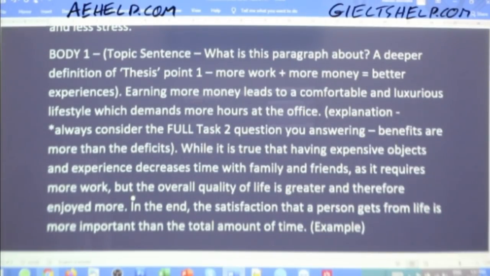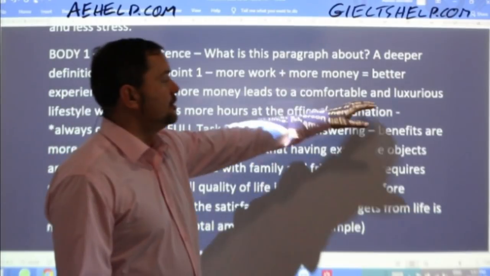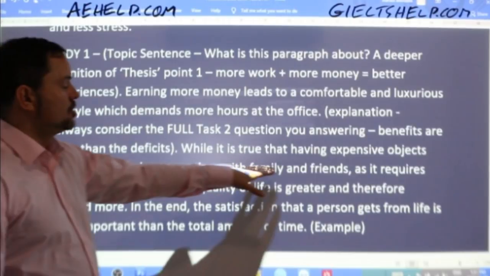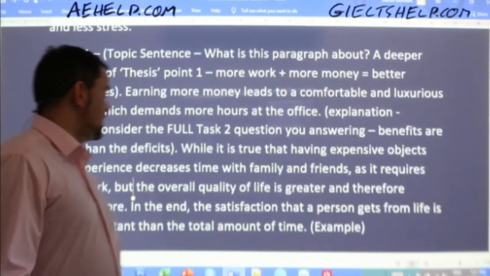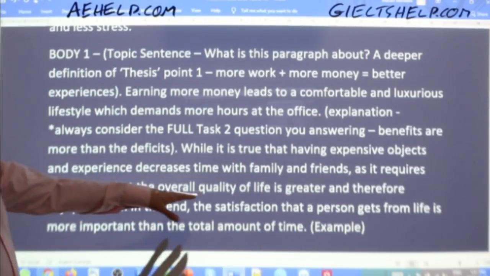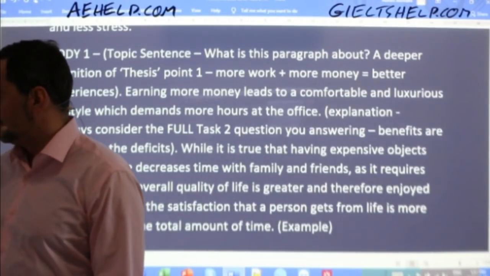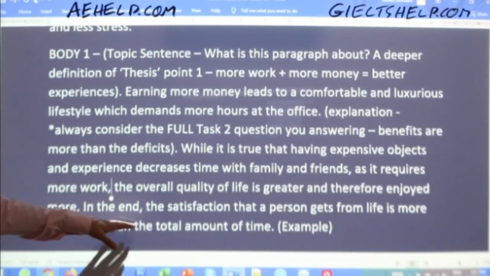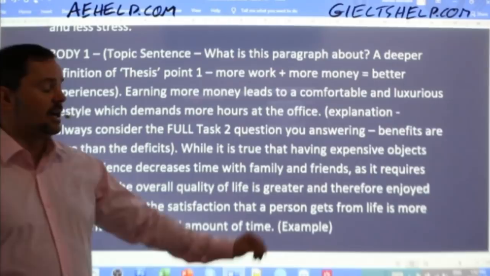Okay. So here's my body paragraph 1 so far. And again, the way I'm doing this is I'm visualizing it. So earning more money leads to a comfortable and luxurious lifestyle, which demands more hours at the office. While it is true that having expensive objects and experiences decreases time with family and friends, as it requires more work, the overall quality of life is greater. I need to take out but because it's a double negative. The overall quality of life is greater and therefore enjoyed more. In the end, the satisfaction a person gets from life is more important than the total amount of time.